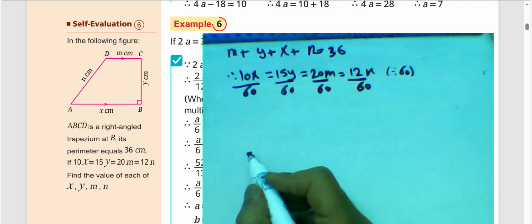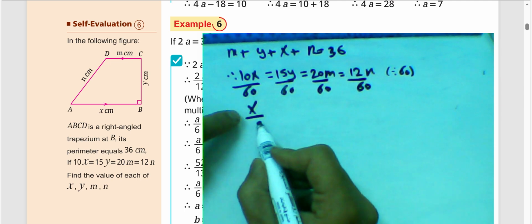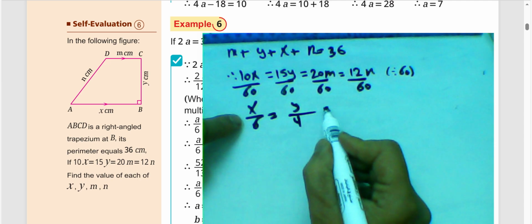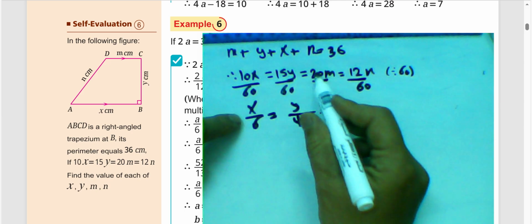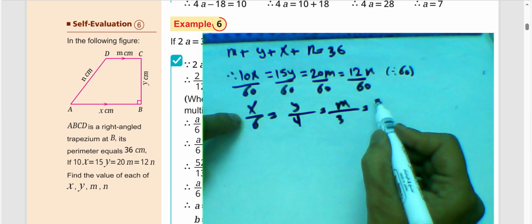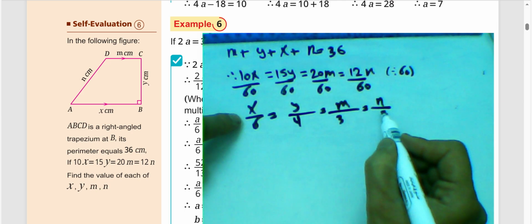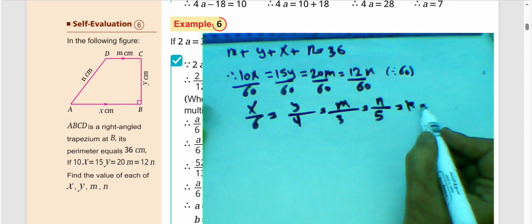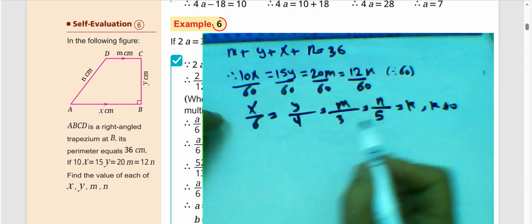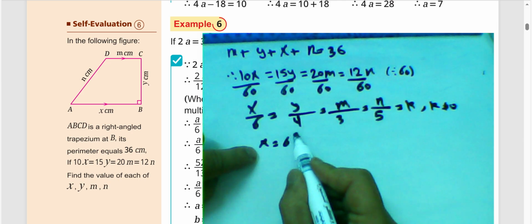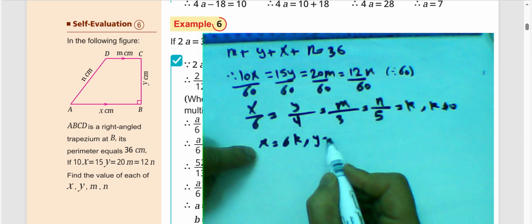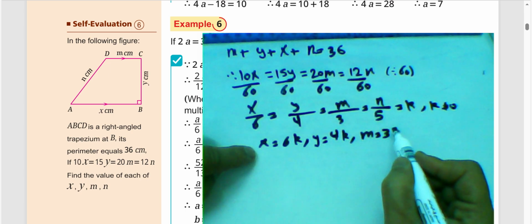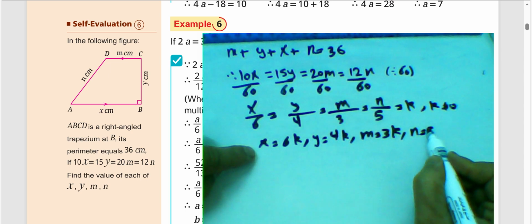And then, simplest, we can write x over 6 equals y over 4 equals m over 3 equals n over 5. I will put here the constant equal k, and k constant not equal 0. And the value of x equals 6k, the value of y equals 4k, the value of m equals 3k, and the value of n equals 5k.